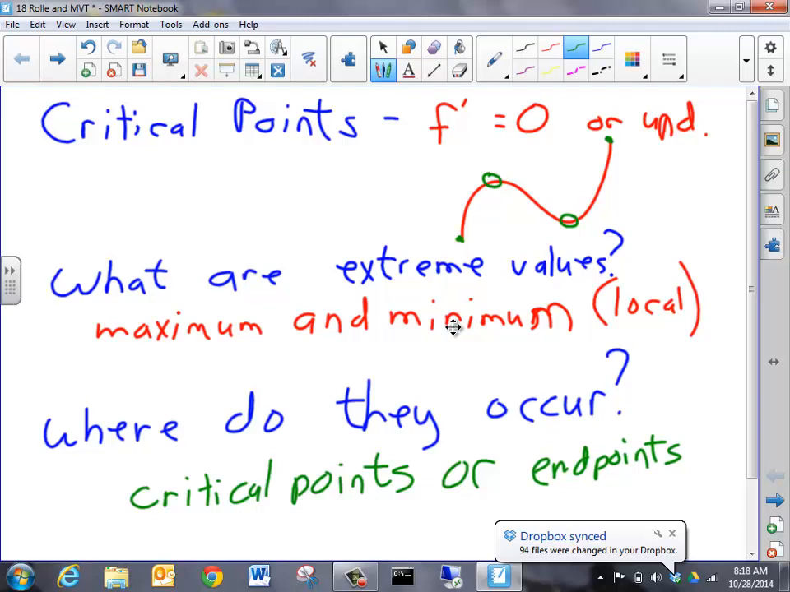So we talked about this a lot on that day. Here's the big takeaway from all of it. Whenever you're asked to find critical points, or whenever you're asked to find extreme values, take the derivative and set it equal to zero. There's your first step. Once you find your critical points, then it's relatively easy to determine the extreme values.